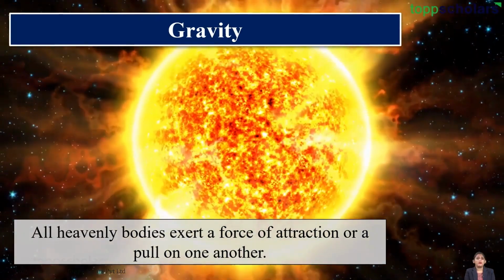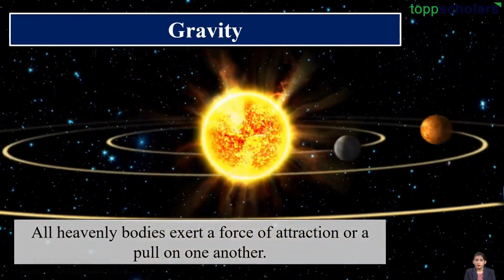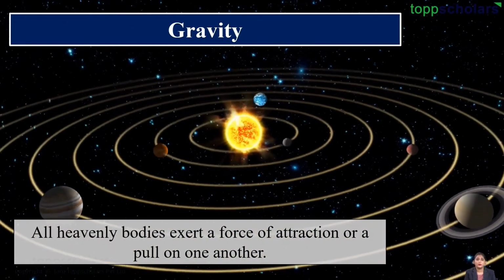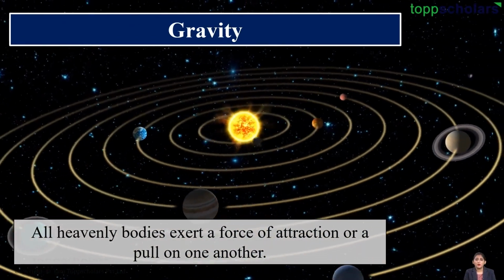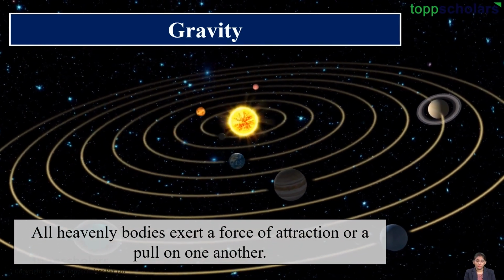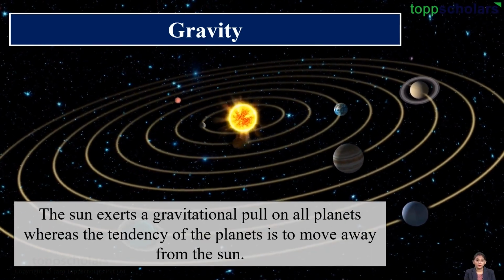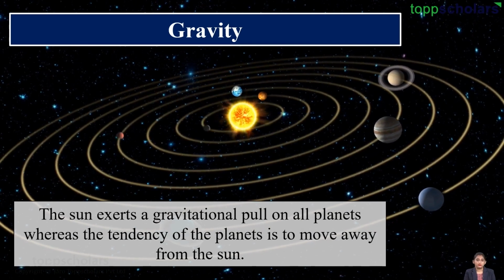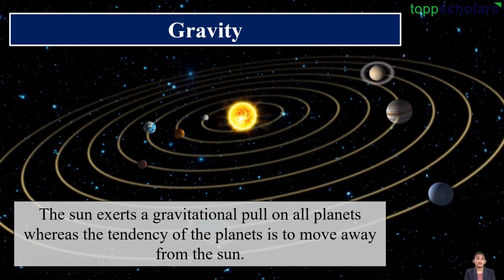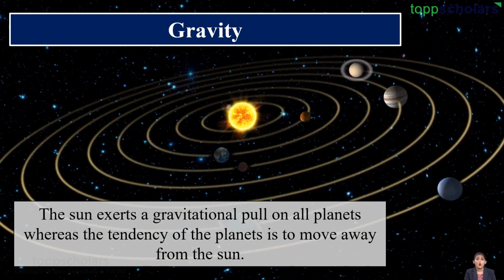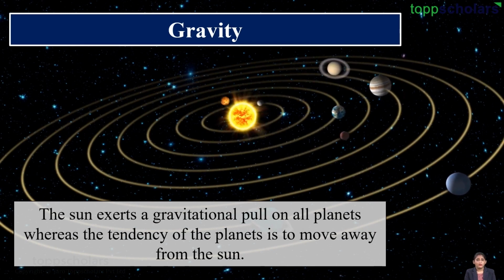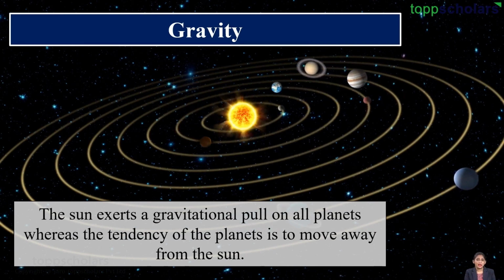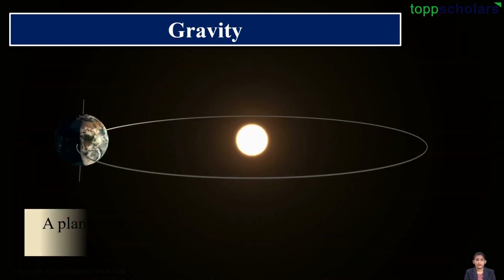Now children, when we talk about gravity, we know that all the heavenly bodies exert some force of attraction or a pull on one another. The sun exerts a gravitational pull on all the planets, whereas the tendency of the planets is to move away from the sun.